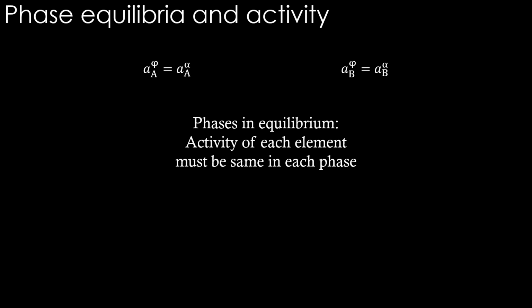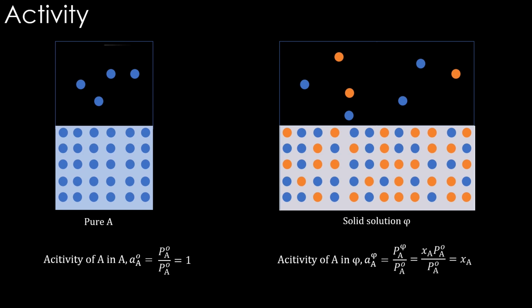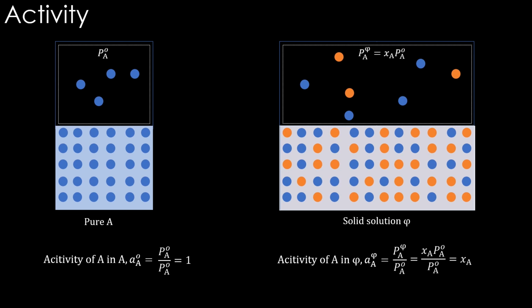Now we are at the right point to understand what is chemical potential. Think about these vapor atoms of A on top of pure A and on top of solid solution. The partial pressure values are the standard value and PA phi. Now we will understand what is the consequence of this change in pressure due to mixing from PA standard to PA phi.